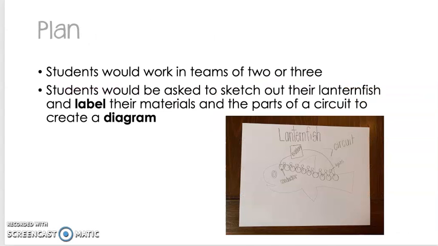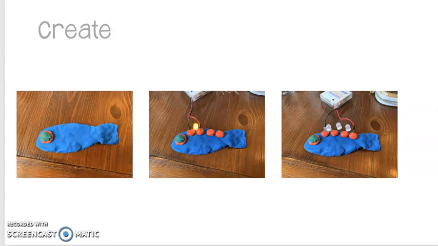Then I would have them plan out their design. Students would work in teams of 2 or 3 just because I wouldn't want them to fight over the materials. Students would be asked to sketch out their lanternfish and label their materials and the parts of a circuit to create a diagram. Labeling and diagram are both things we talk about in English language arts, so they would tie that in. And then they would create.